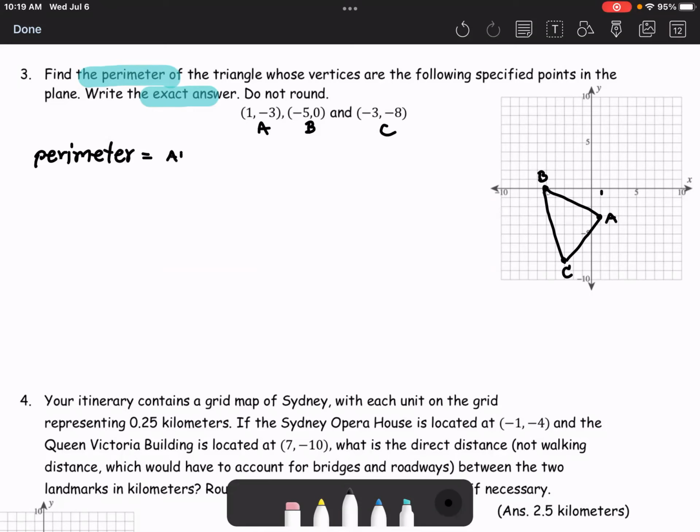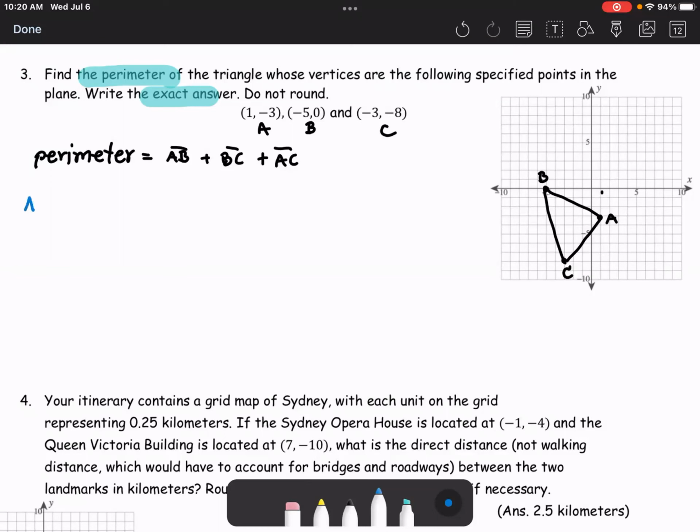Is the side AB plus the side BC plus the side AC. That means we are going to find the distance between point A and point B, point B and point C, and point C and point A, and then add them all up.